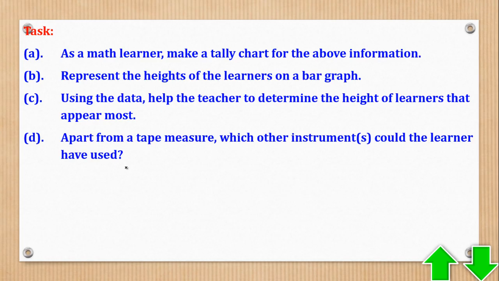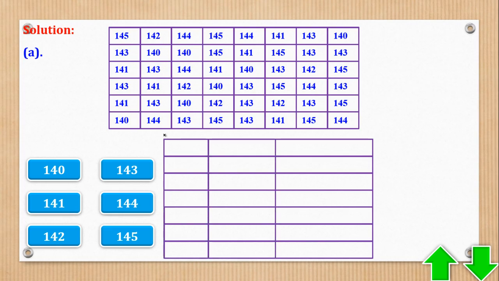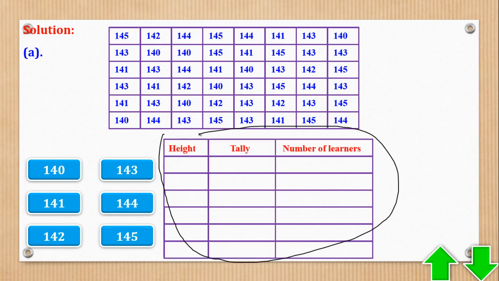First is to make a tally chart. These ones are put by me, so just ignore them. They are going to help me with the work of tallying. But our interest is this table here, where we need the heights, the tally, and the frequency, or what we call the number of learners. So for the tally, we look at the smallest. The smallest is this, and the largest is 145. So we shall write them in ascending order.